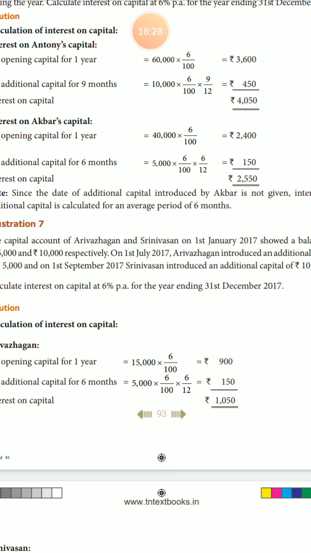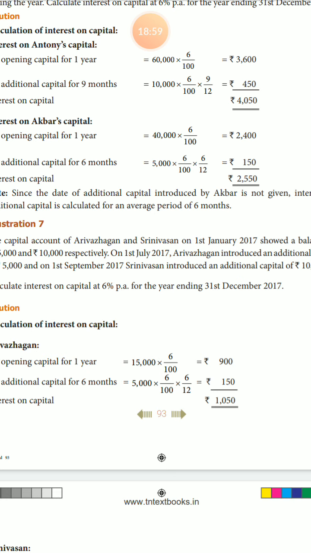The additional capital is how much? 5,000 rupees. Percentage is 6 by 100 into how many months? 6 months, 6 by 12. The answer is 150 rupees. The total is 1,050 rupees, Arivalagan's interest on capital.